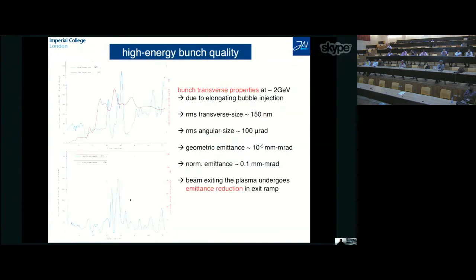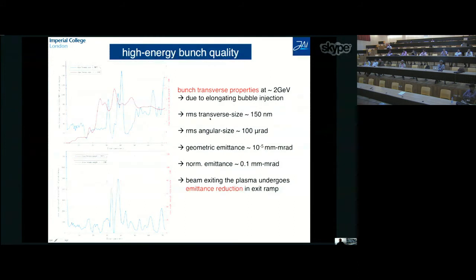And before I summarize, I would like to show you the nice high quality bunch that is injected by this optical shock state or the elongation of the bubble. And the way I have qualified these properties, I'm still working with the experimentalists to see if they get similar properties in the experiments, because they haven't been able to fully qualify the emittance of the beam yet. But from simulations, it's relatively not that hard to actually find out the properties.